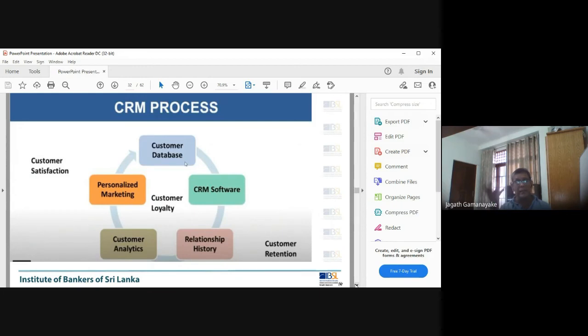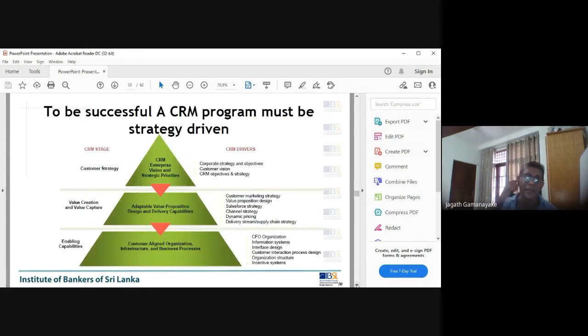So in this customer database you have everything captured, right? Then we have the CRM software to gather all this data, we have the relationship history of the customer, we have the customer analytics as explained to you, and we can do personalized marketing. Therefore CRM in that sense is considered a process, so make use of that. Okay, now we have discussed CRM as technology based as well as strategy driven.